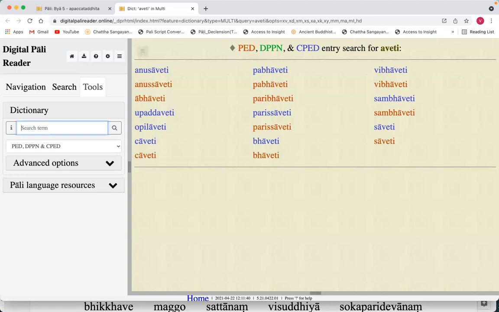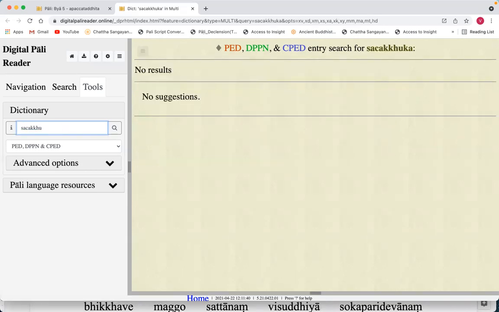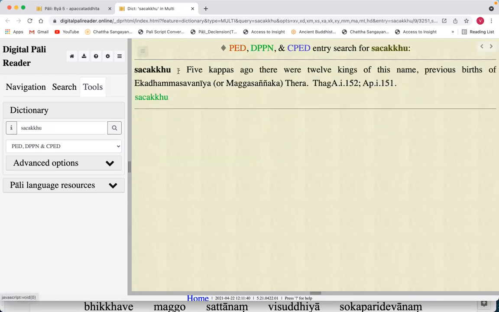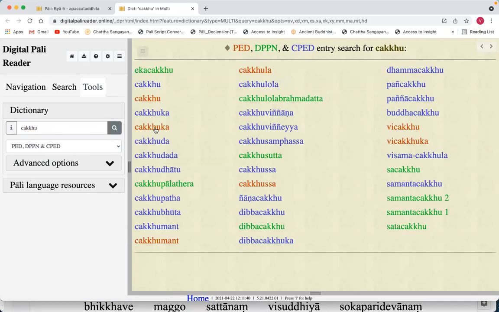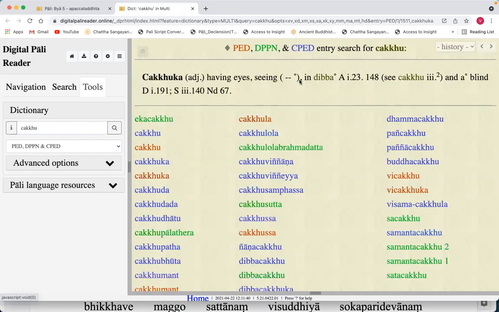Actually, maybe I'm not sure, but roughly, having eyesight. Yes, they have another meaning. Sajaku. So five kabas ago, there will be 12 camps of his name previous body. Sajaku ga theta, Sajaku go. Jakuga means having eyes or seeing. Yeah, having eyes or seeing, so not blind.